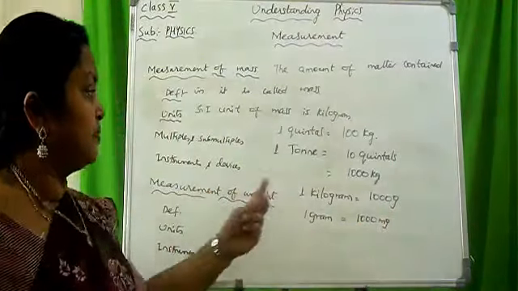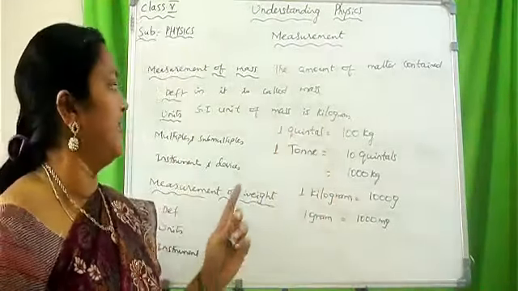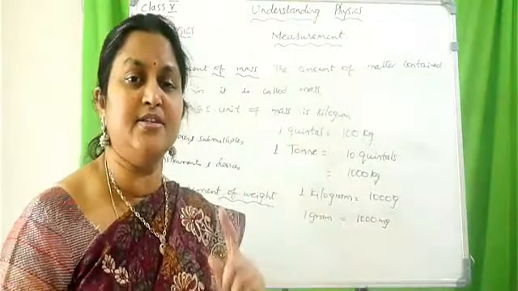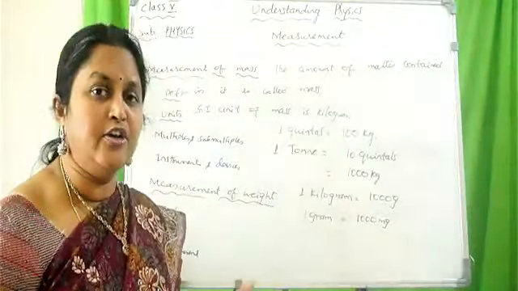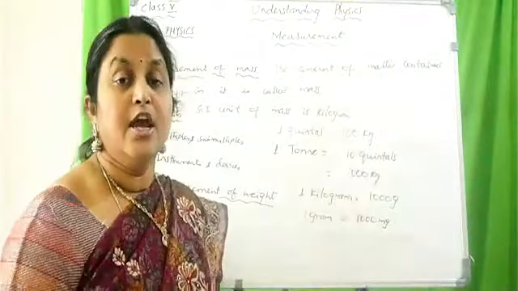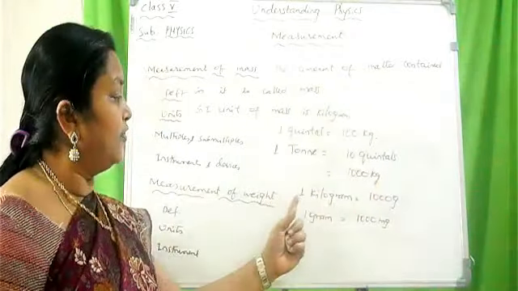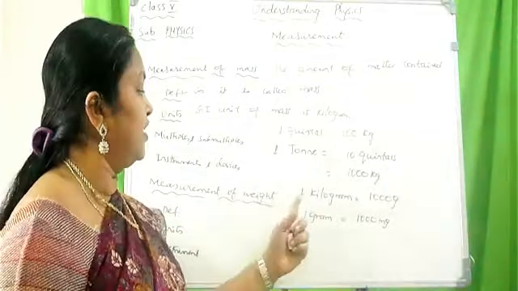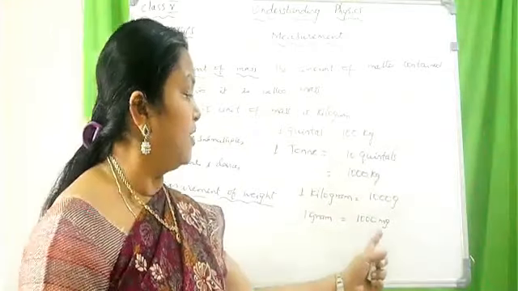So here I explained the 5 different values. What are they? The first one is 1 quintal. 1 quintal is equal to how many kgs? 100 kgs. And 1 ton is equal to, if you want to write in quintals, 10 quintals. If you want to write in kgs, 1000 kg. Now coming to submultiples, which means less than the kilogram. So 1 kilogram is equal to how many grams? 1000 grams. And 1 gram is equal to how many milligrams? 1000 milligrams.